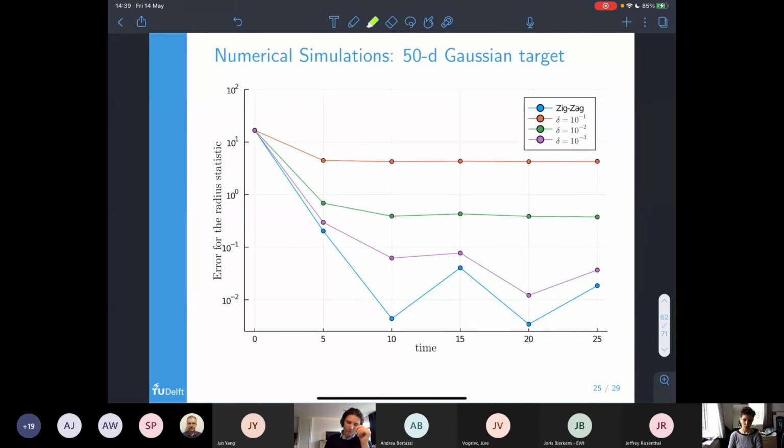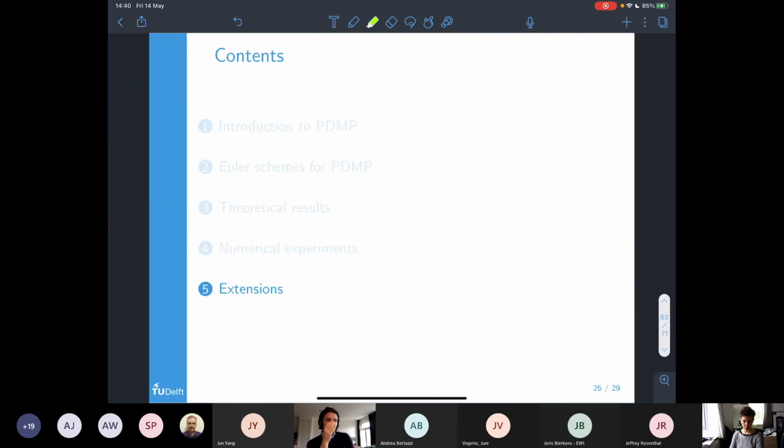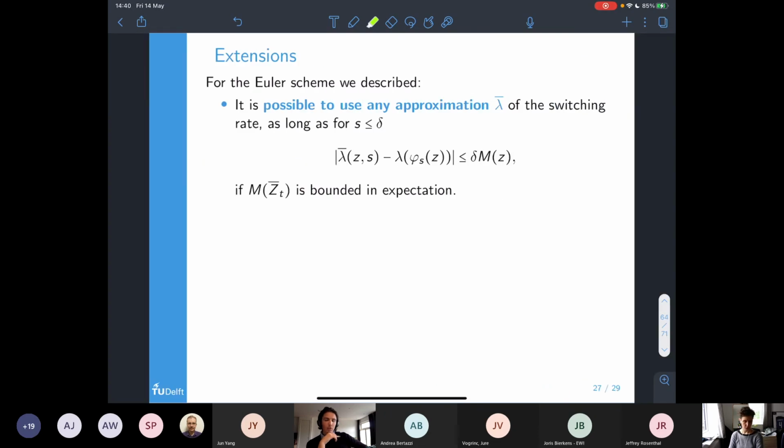But a more clear behavior is observed if you consider the radius statistic. And in this case, it becomes clear that you should take delta small. And if not, you can get a bad error. But this is reasonable, right? So it's not that surprising, maybe. Similar behaviors can be observed also for the bouncy particle sampler. Okay, and then finally, I would like to discuss some extensions and remarks that either to this framework, or we will see, or maybe something slightly different.